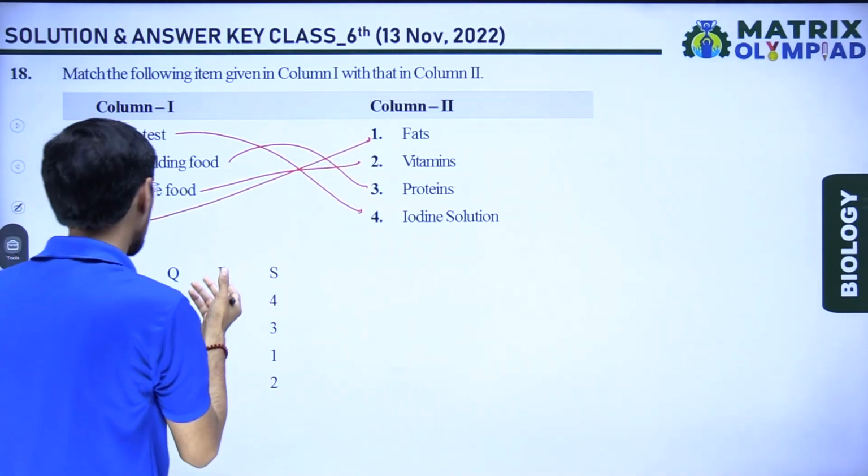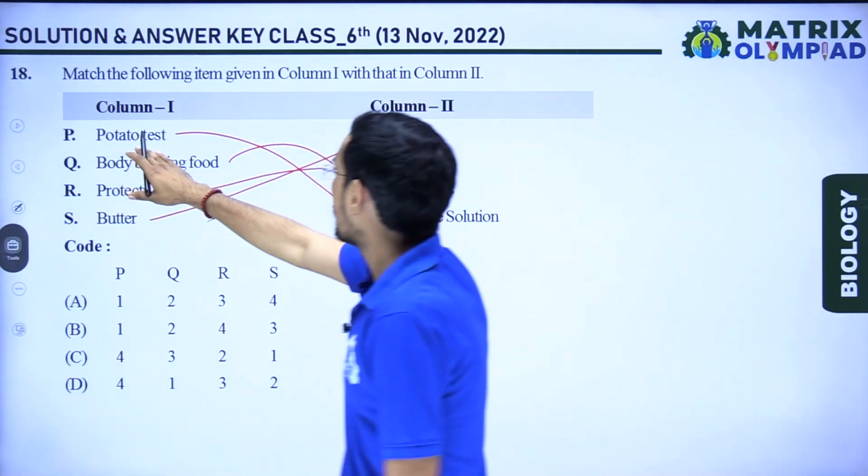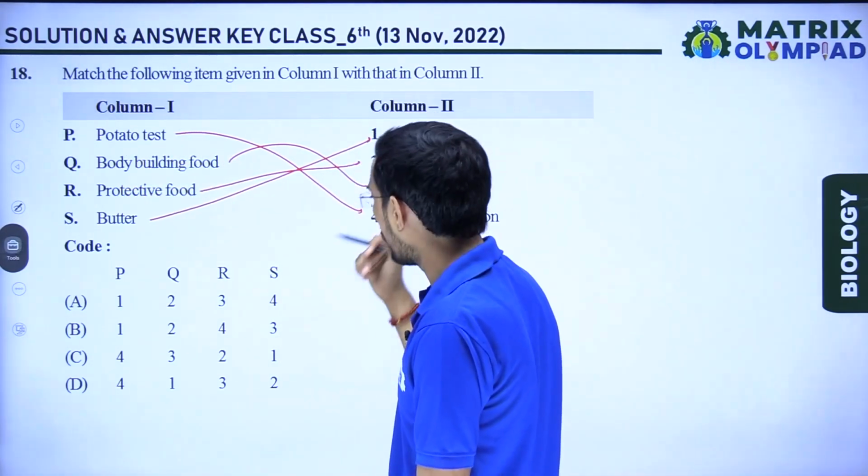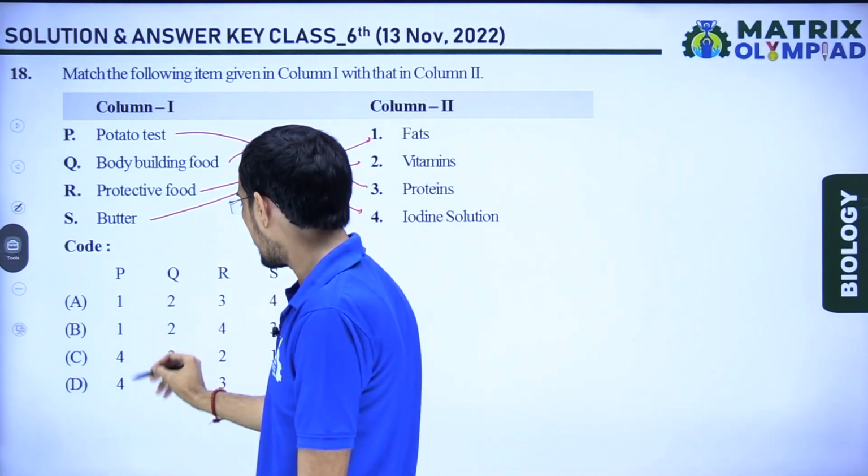Now move to the given options. As we all know, potato test resembles option 4. So P resembles 4 in two options.